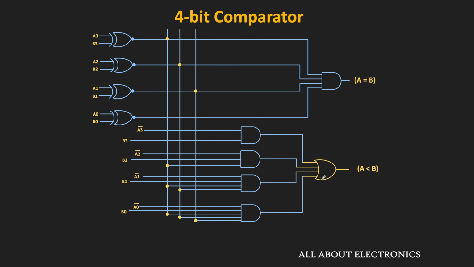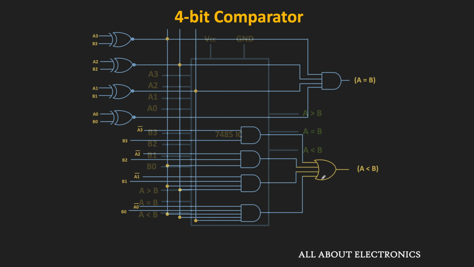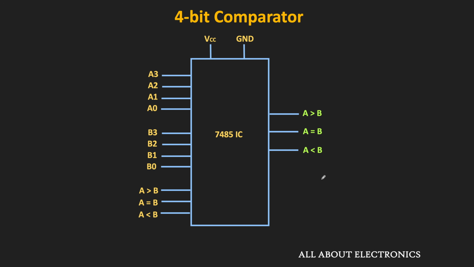If you want to compare two numbers which are more than 4 bits, then we should cascade the 4-bit comparators. For that, we can also use the readily available comparator ICs. One such IC is 7485. This 7485 IC is a 4-bit comparator.